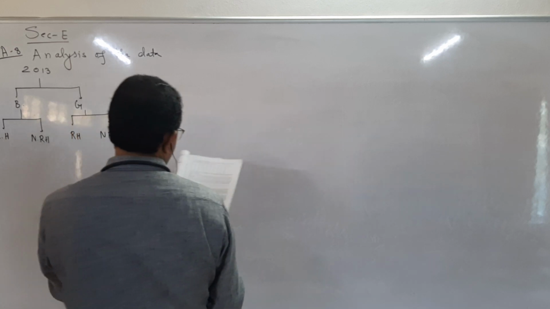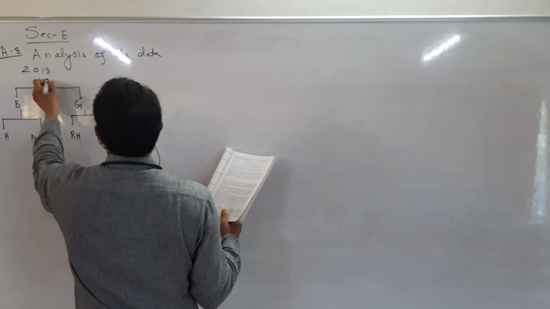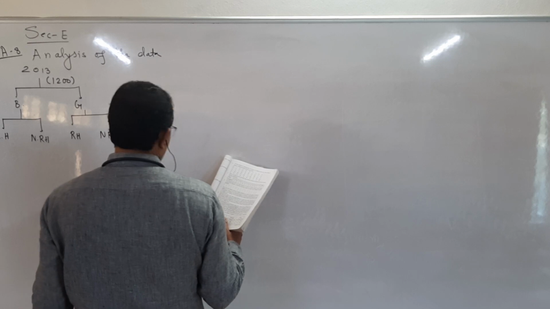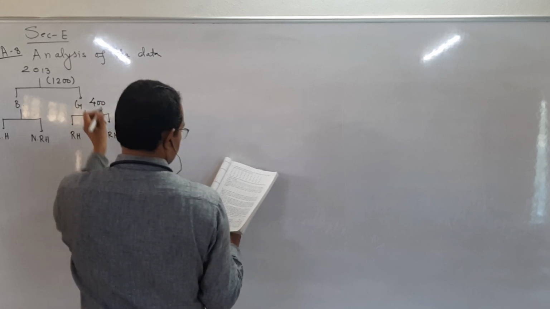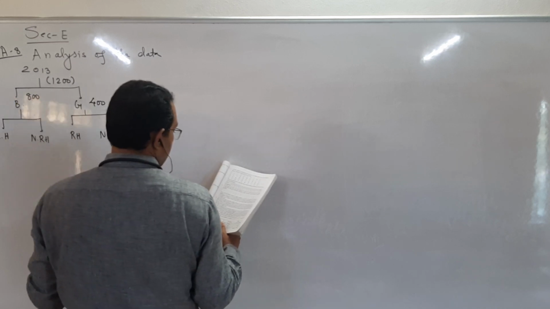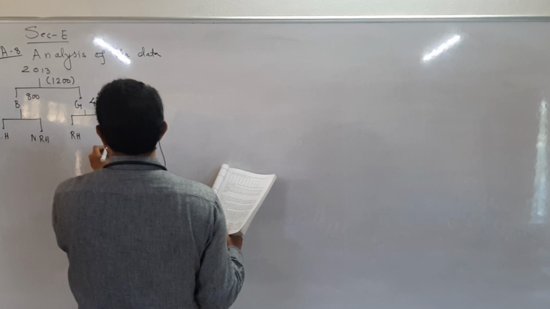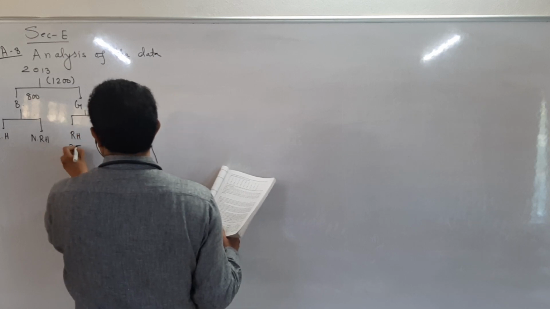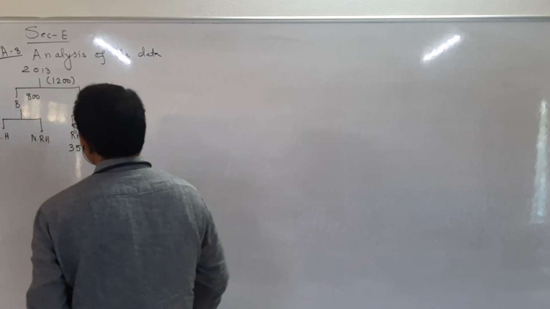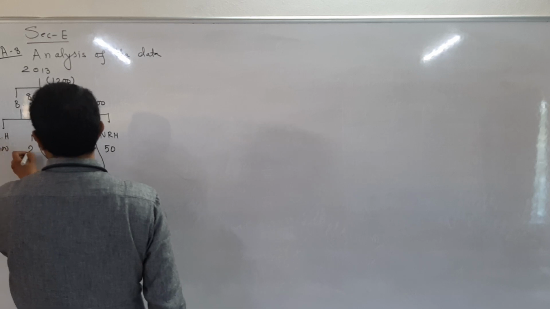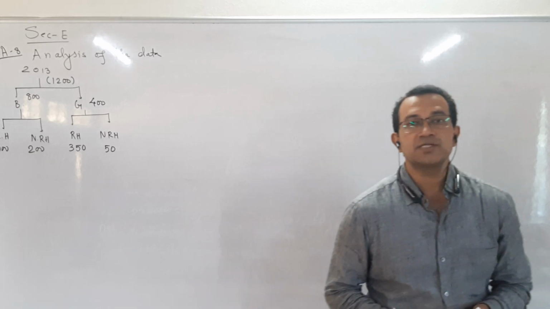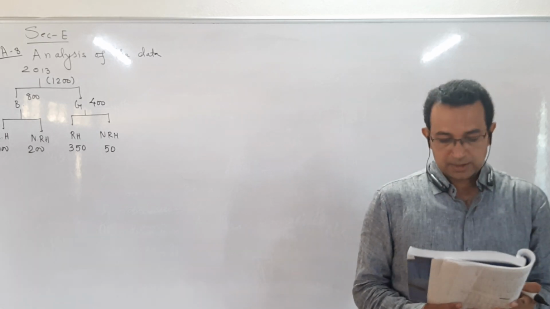How many students were there in 2013? The answer is 1200. Then of them 400 were girls. So 800 are boys. 50 girls were not residing in hostel. So 350 girls were residing in hostel. In all, 600 boys were residing in hostel. So not residing in hostel will be 200. Here students, the analysis is based on year.